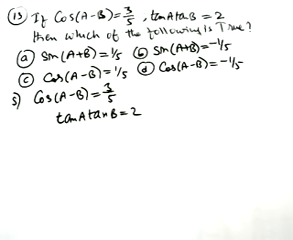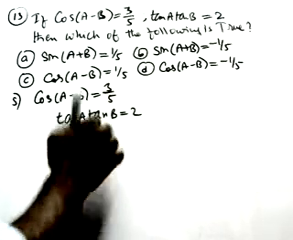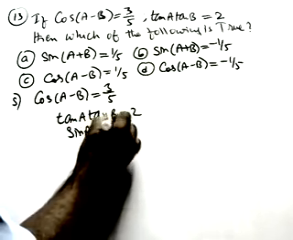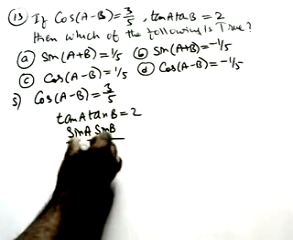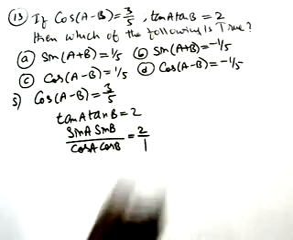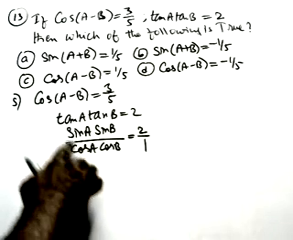Cos A minus B equals 3 by 5. Tan A tan B equals 2. Two conditions are given. Which of the following is true? You do one thing. We know tan is sin by cos, so this will be sin A sin B by cos A cos B. Now you consider this as 2 by 1. Just now we have seen the componendo and dividendo ratio.